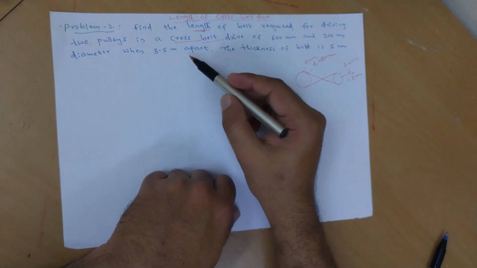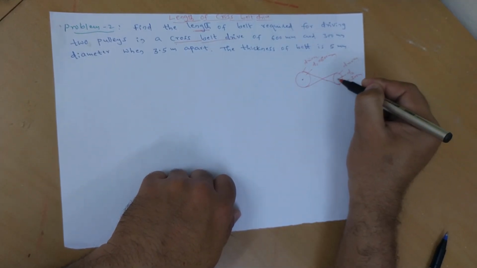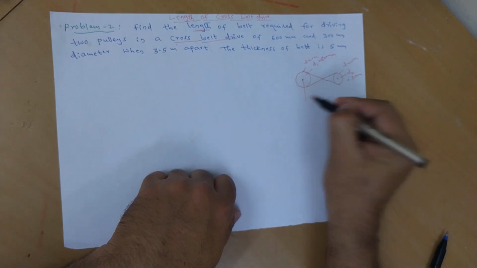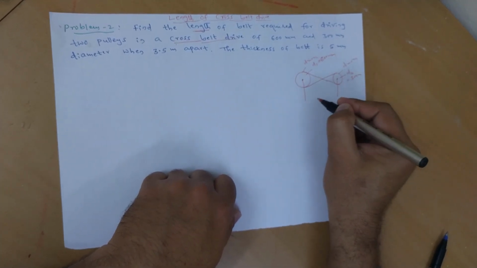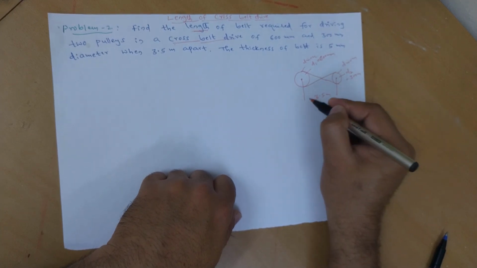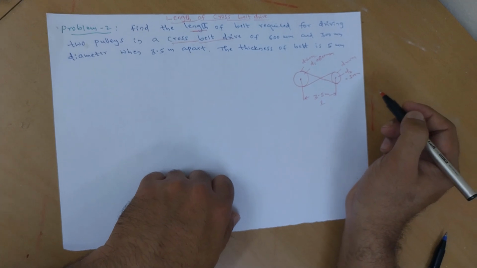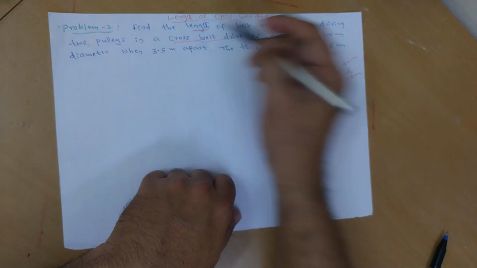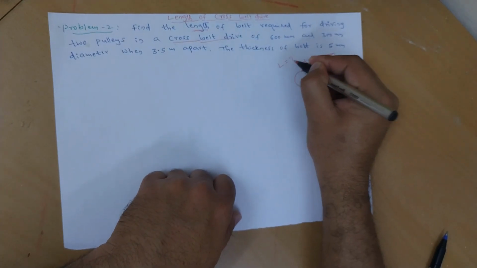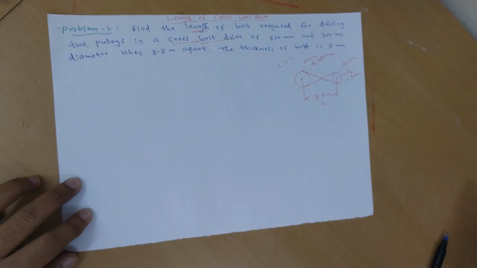When 3.5 meter apart, it means the center distance. This is the center distance of the bigger and smaller pulley, given as 3.5 meter. The notation is small l. We need to find the total length, capital L, of this cross belt drive. This is how the problem is.